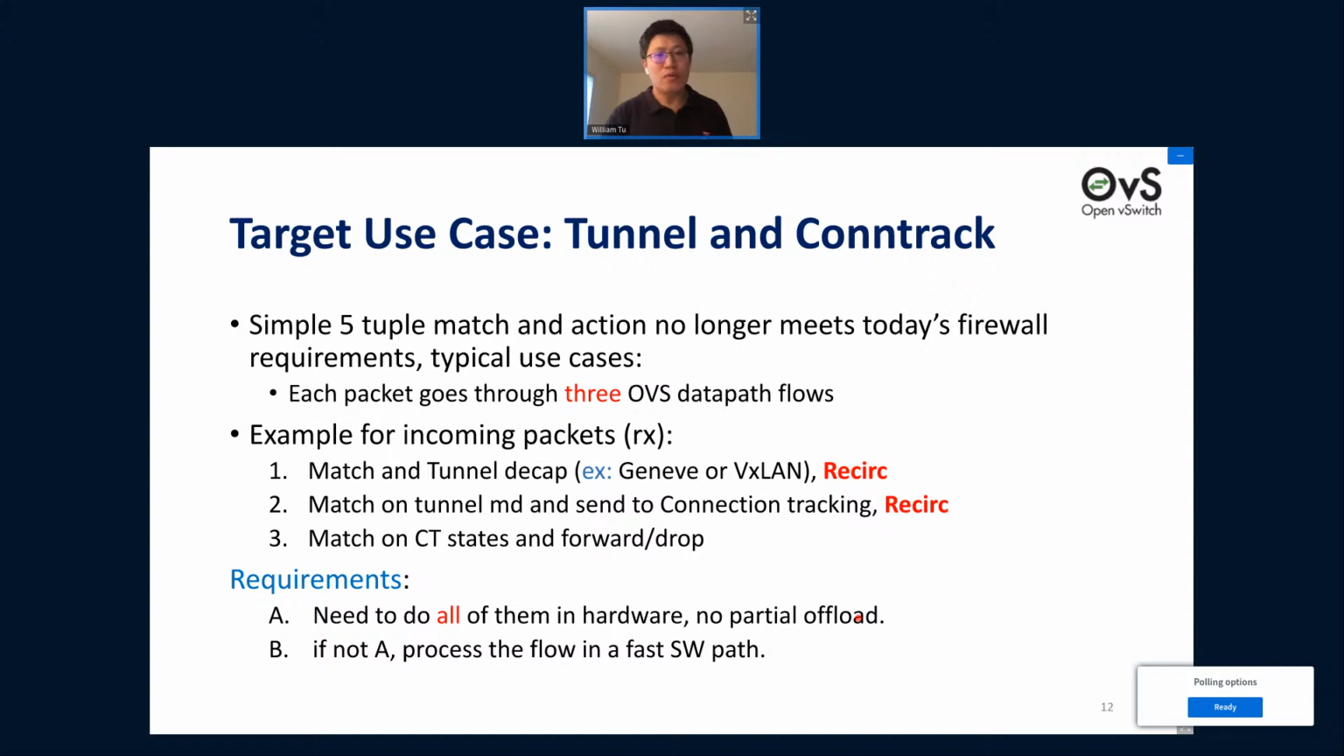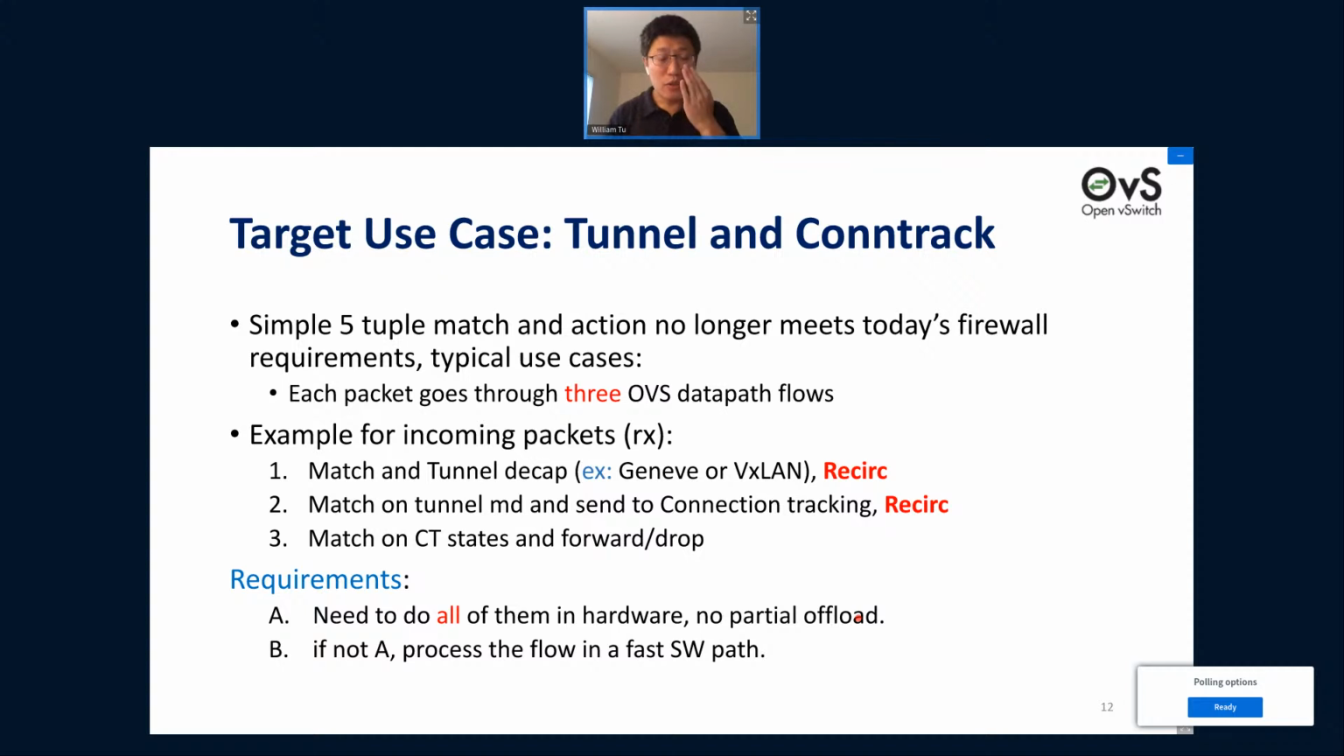At the third flow, we already know that this is the inner packet, and this is for a particular tenant. Then we try to match the connection tracking states, for example, whether this is a new TCP connection or it's already established. Based on the connection tracking states, we decide to forward or to drop, and apply different actions.